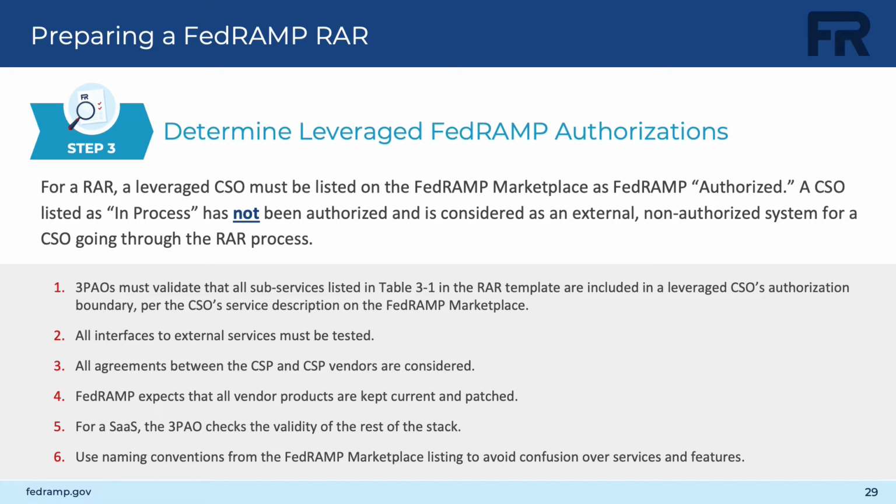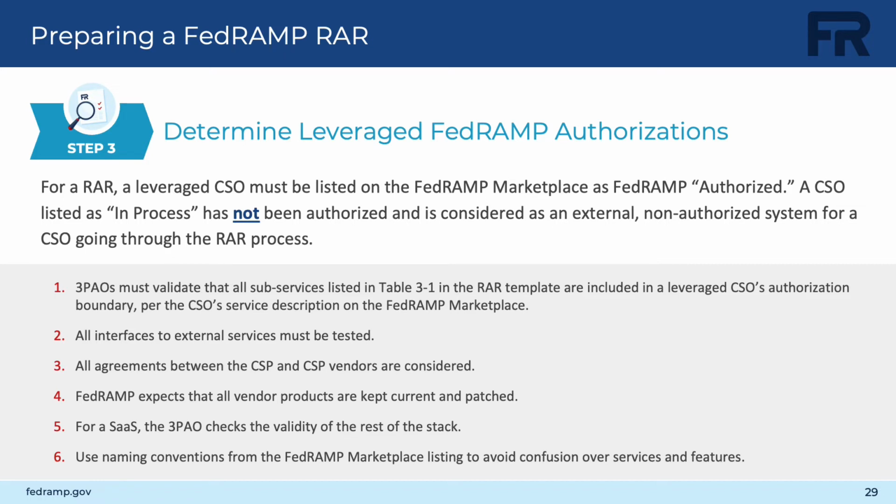Here are a few key points to note when there's a leveraged CSO. First, a 3PAO must validate that all sub-services listed in Table 3-1 are included in the leveraged CSO's authorization boundary, per the CSO's service description on the FedRAMP marketplace. Services that are not included in a FedRAMP authorized boundary must be listed in another table for external systems and services, Table 3-2. Second, if the system is leveraging external services from a FedRAMP authorized system, the interfaces to the services must be included in the boundary and must also be assessed by the 3PAO.